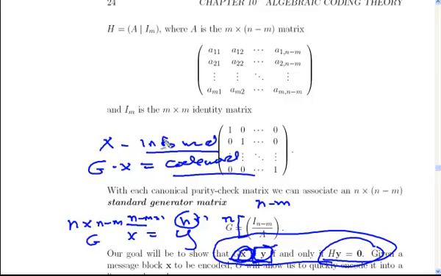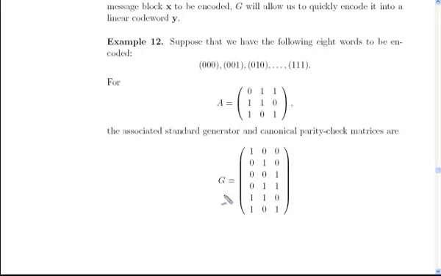Okay, that's a little different from how we started out at the beginning of the chapter. At the beginning of the chapter, we had a message word with M digits forming a code word with N digits. Here we are changing notation, saying the message word has N minus M digits, and it yields a code word with N digits. Okay, so let's look at this example here.